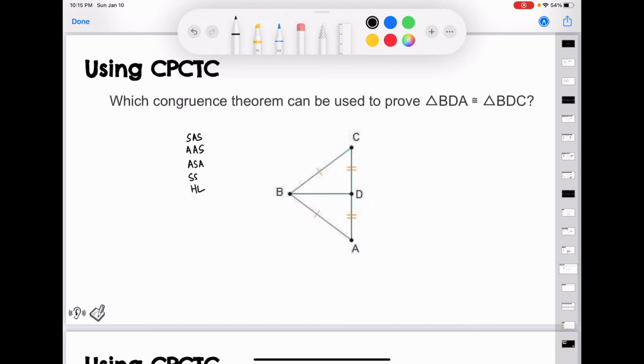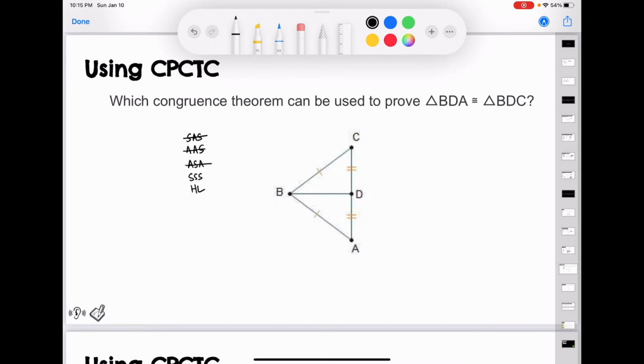Okay. Are we told anything about the angles in this instance? No, we don't see any indication of congruence in angles, so we can eliminate every theorem that needs an angle to prove congruence. So you see here we have an A, cross it out. Here we have two A's, cross it out. Here we have two A's, cross it out. So now we're left with these two.